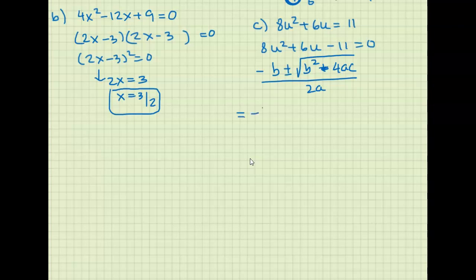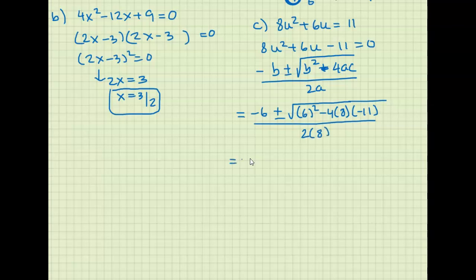Right? So we have negative 6 plus or minus the square root of 6 squared minus 4 times 8 times negative 11, divided by 2 times 8. Negative 6 plus or minus the square root of 36 plus 132. No, that's not right. Let's do it with my calculator. 4 times 8 times 11 is 352.